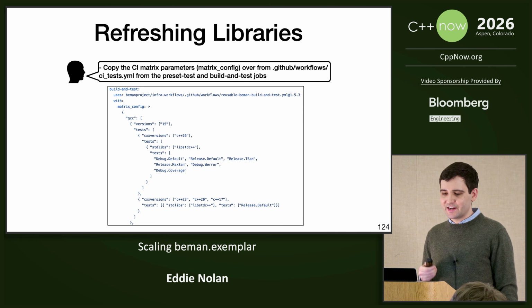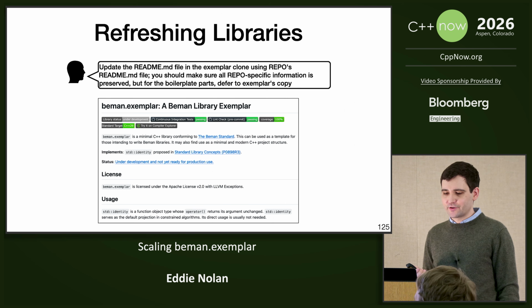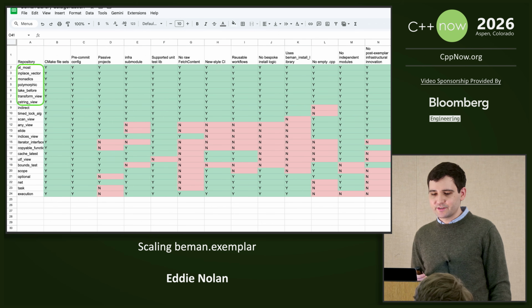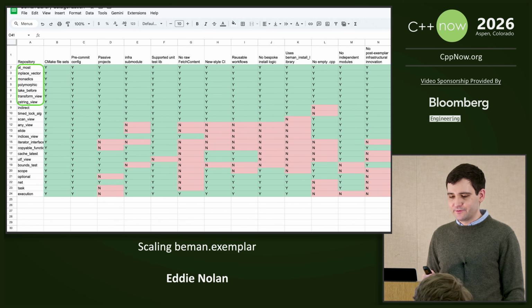We copy over the CI matrix, assuming this library is new enough to have the refactored version. We make sure that all of the boilerplate and exemplar's README is propagated over. And then we're just going to clobber the contents of the old repository with the updated stamp of exemplar that we've produced, and push a pull request. And this approach scaled well enough to do almost all the libraries.